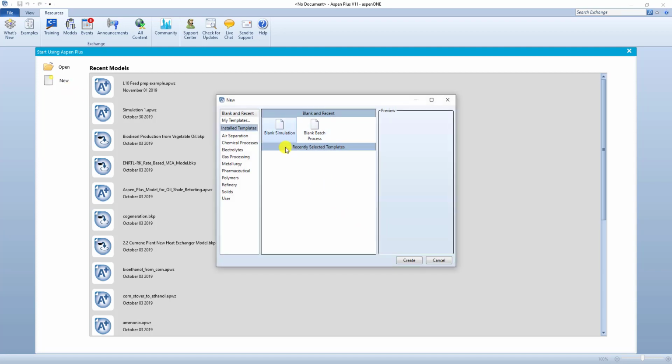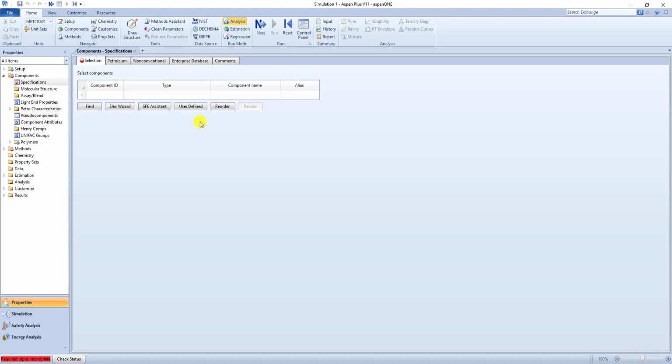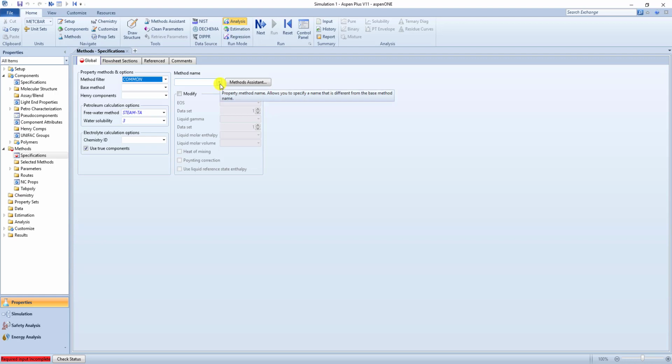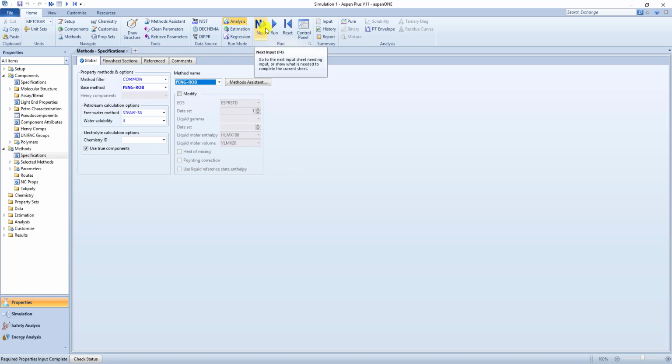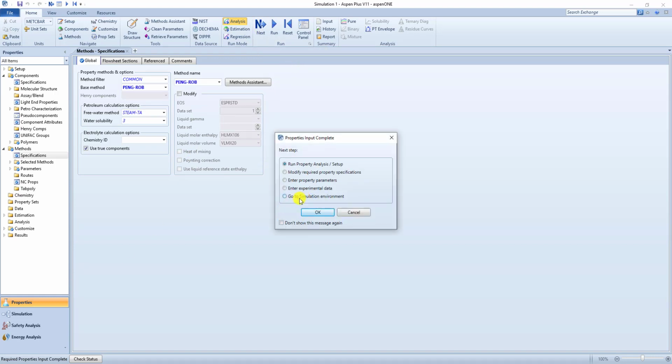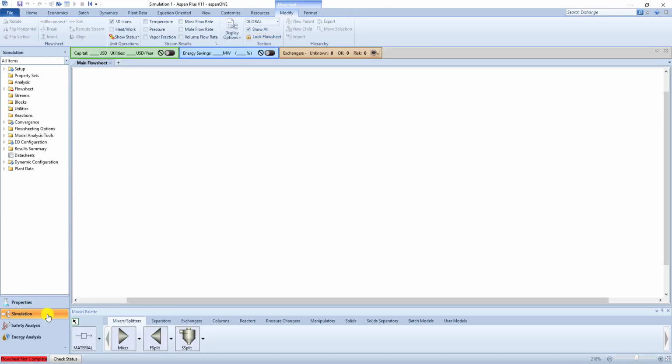So open a blank simulation. Now our only component is toluene. So toluene is simply just called toluene in Aspen. We can hit our next button. Now because toluene is relatively non-polar and it is our real constituent or component, I'm going to use Peng-Robinson. Now we hit the next button, we can go to the simulation environment, or we could simply just click simulation down here.